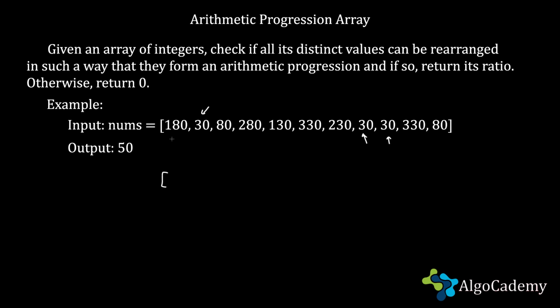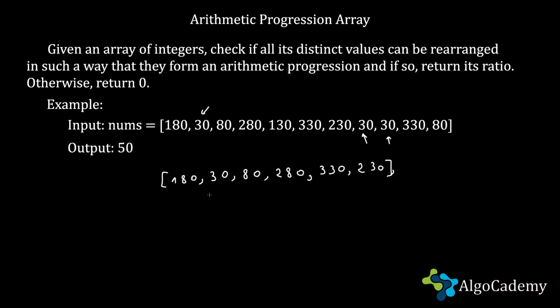So what I'm going to do here is pretty simple. I'm going to iterate for each and every value, and I'm going to see if that value has already been pushed into the new array, right? So 180, no. 30 is the next one. 80 is the next one. 280 is the next one. 130 has already been pushed, so I do nothing here. 330, 230, I already have 30. I already have 340 and I already have 80, right? So this is my array that consists only of the distinct values.